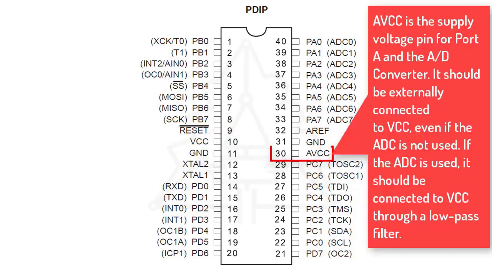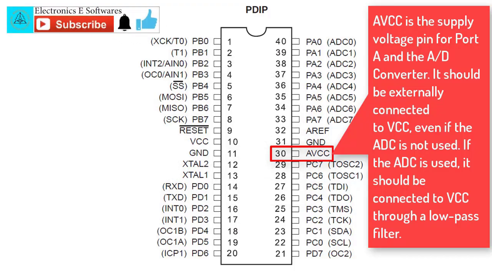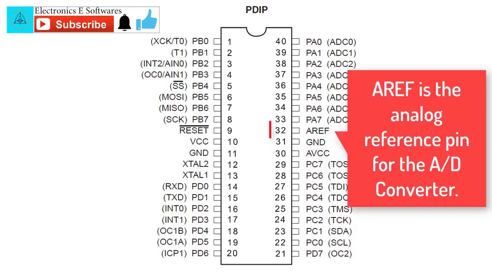Pin 30 is the ADC block power supply. AVCC is the supply voltage pin for port A and the A/D converter. It should be externally connected to VCC, even if the ADC is not used. If the ADC is used, it should be connected to VCC through a low-pass filter. Pin 32 is the reference voltage of the ADC block.